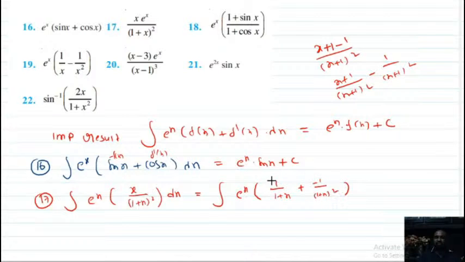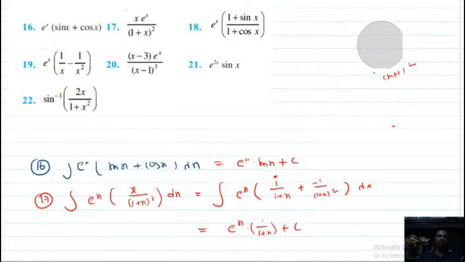Now observe, the derivative of this function is this one only. The derivative of 1 by 1 plus x is nothing but minus 1 by 1 plus x square. So directly I can write the answer as e power x into 1 by 1 plus x plus c. This is the answer for the problem.